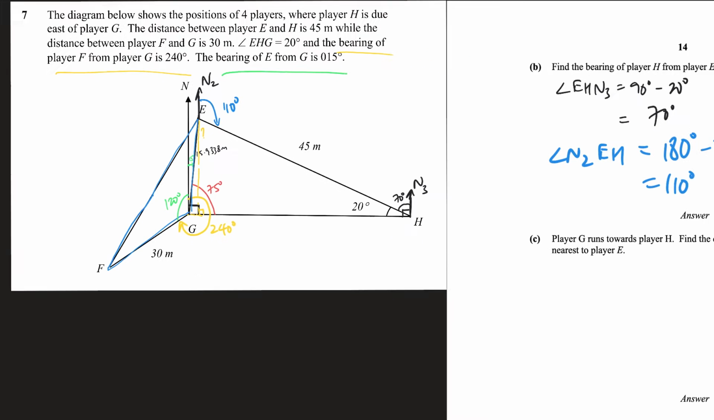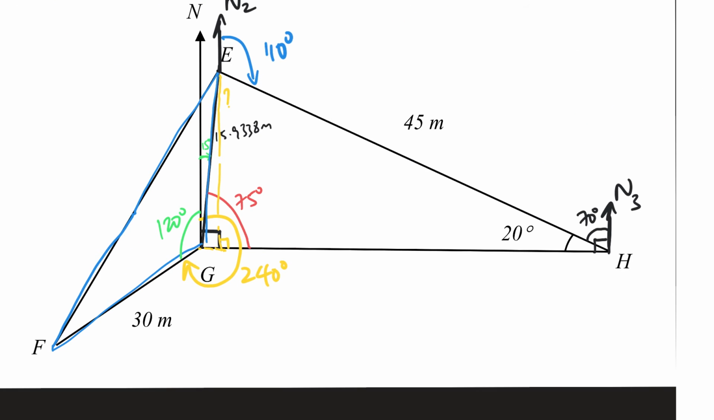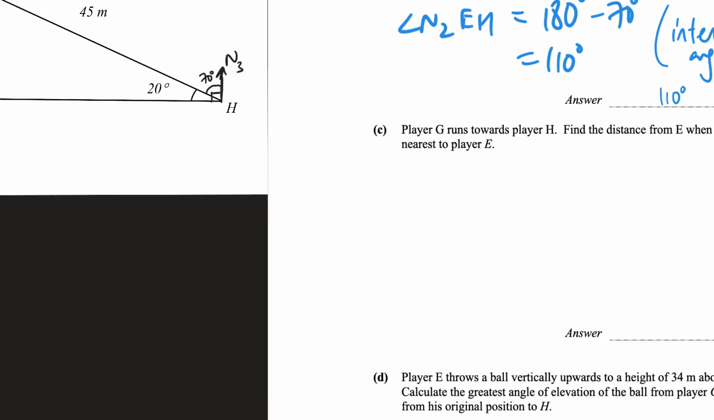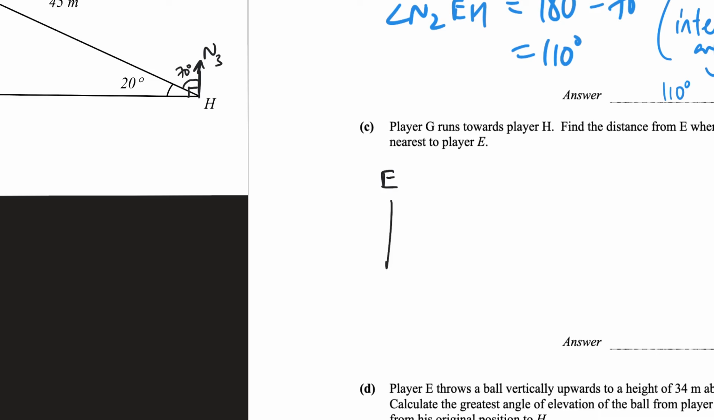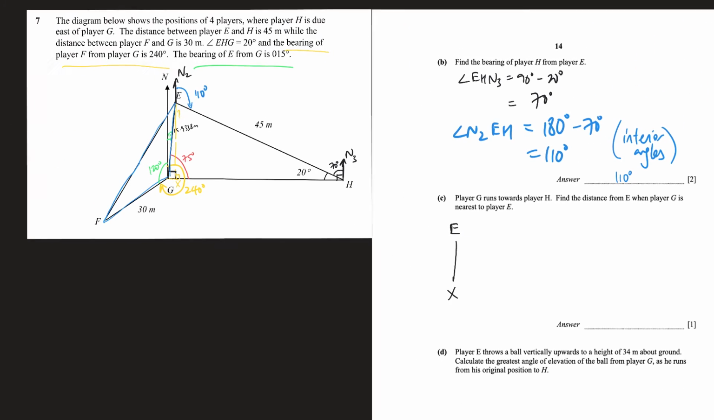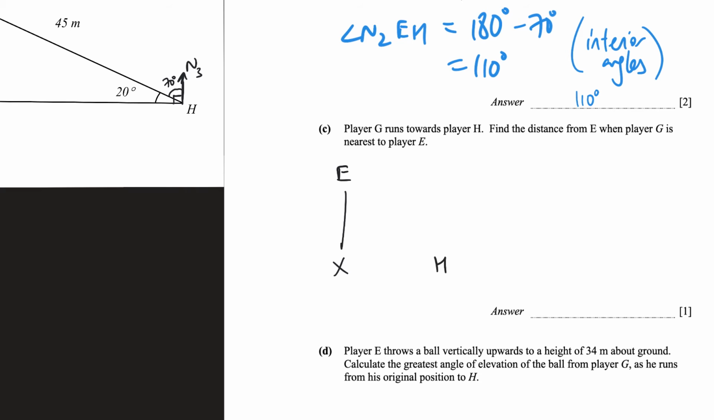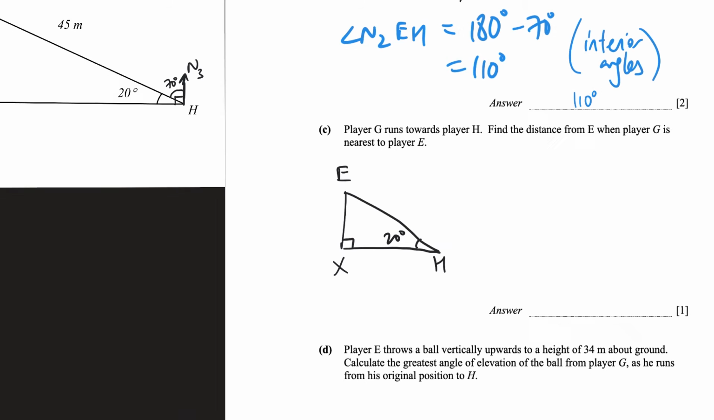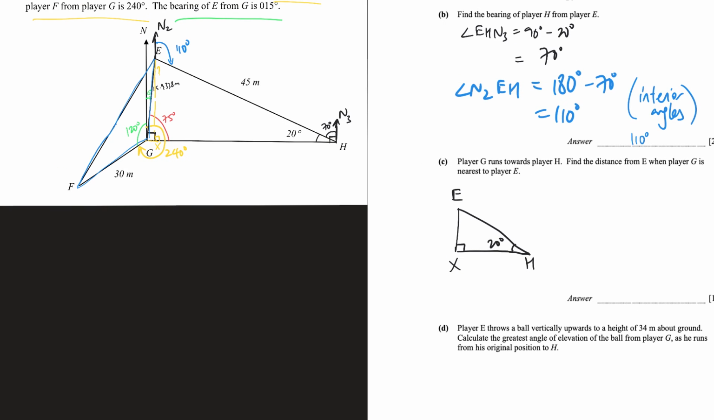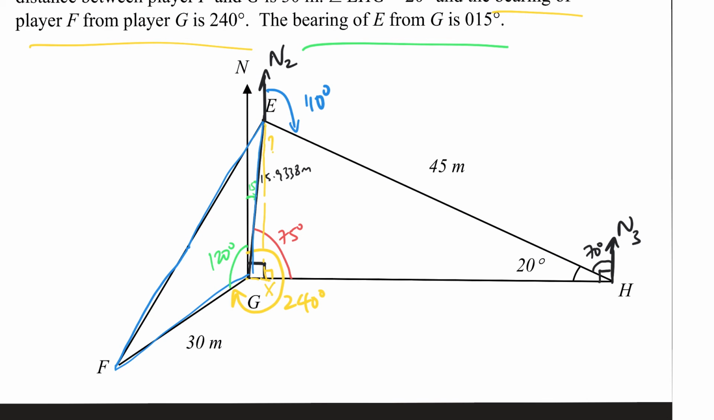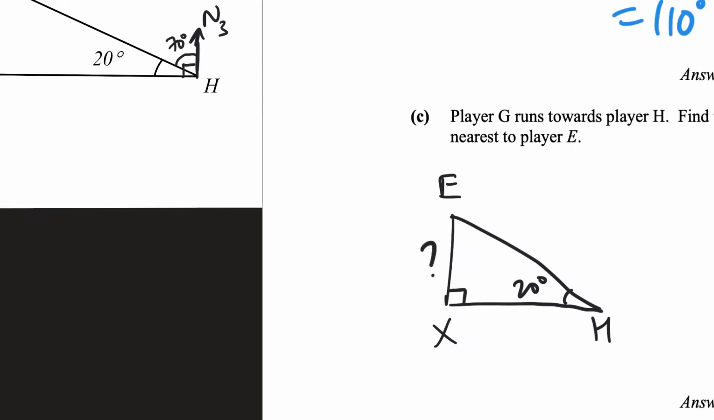Cool. And so really it's a bit complicated, but if you look at this triangle, then we see that it's actually quite simple. Let's look at this triangle. I'm going to call this part where he dropped down X. So we're looking at this triangle, E, X, and H, where this is 20 degrees. And if you drop a perpendicular, that's 90 degrees. We're trying to find EX. And from here to here is 45 meters. So that simplifies things a lot.